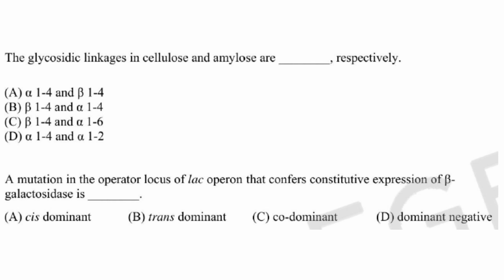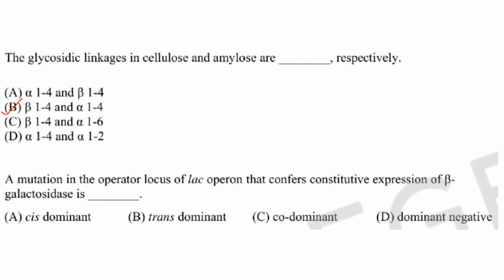Coming to the first question. The glycosidic linkage in cellulose and amylose are dash respectively. So cellulose is having beta 1,4 glycosidic linkages and amylose is having alpha 1,4 glycosidic linkages. So the answer here is option B, beta 1,4 and alpha 1,4.